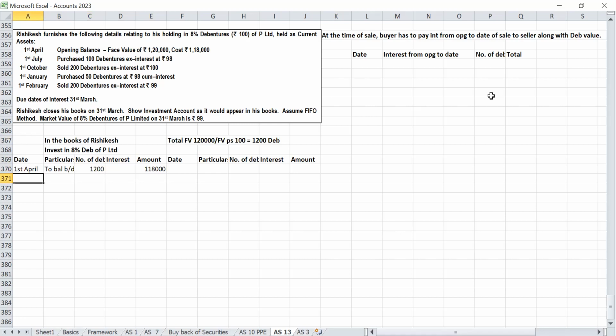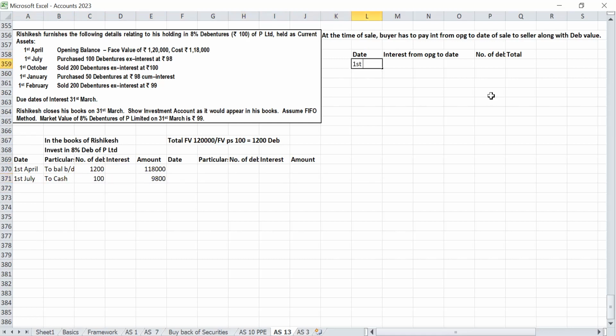Then, on 1st July, purchase for cash. How many debentures? 100 debentures, ex interest at 98. So debenture value is 98. Correct? Yes, sir. Along with the debenture value, the buyer has to pay interest also. Who is the buyer? The buyer is Rishikesh. That we have to compute and fill here. Okay, sir.